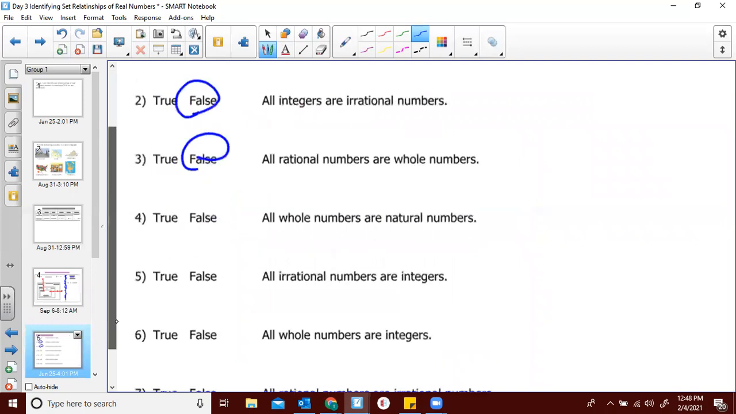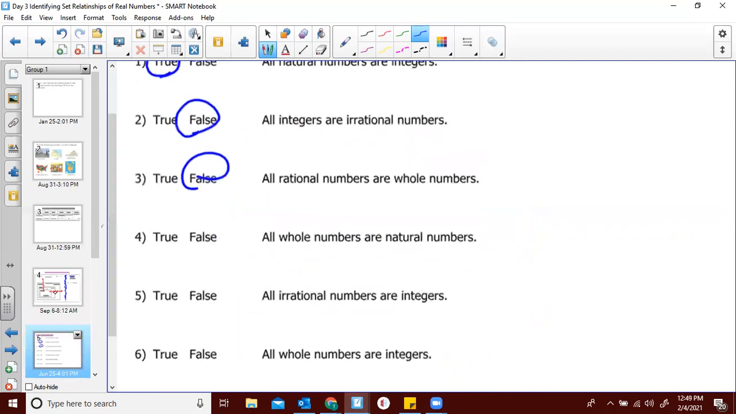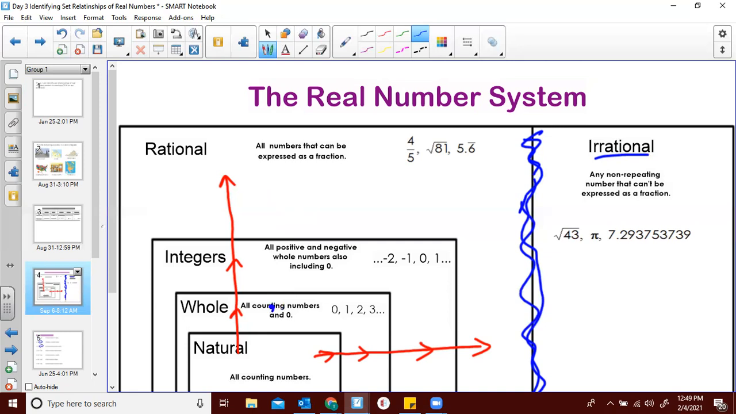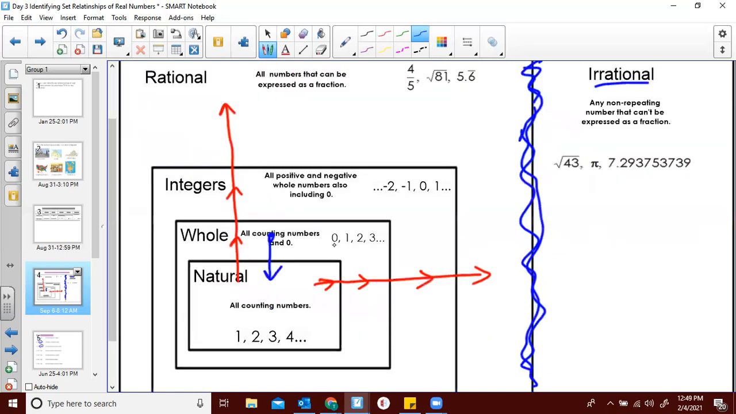All right, all whole numbers are natural numbers. Starting from whole, going to natural. Again, that's going to be false. The arrow is going the wrong way. And this 0 is not a natural number.